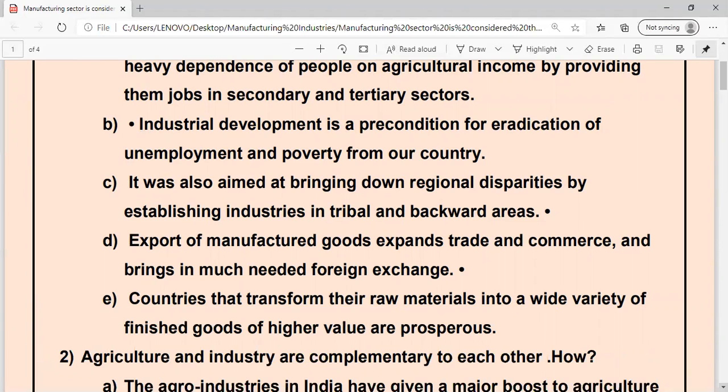And in the countries where the industrial goods are there, it can get higher value compared to the agricultural goods. When you are converting agricultural goods into industrial goods, its value increases and the sales will increase, more income would be generated, and it will lead to prosperity.